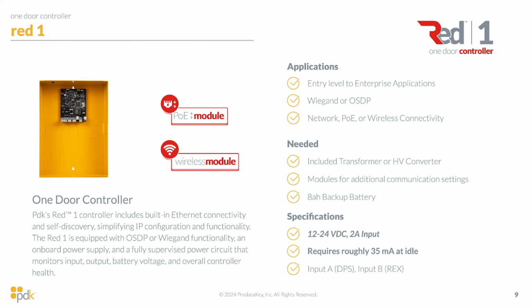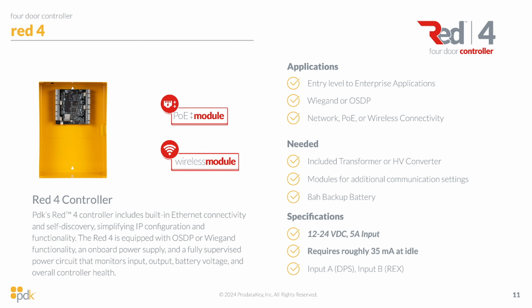But with the Red 1, it's again 12 to 24 volts DC input and 2 amps. We include that wall plug transformer that provides the 14 volts and the 2 amps. The same goes for the Red 2. It is also using that 14 volt 2 amp input. So generally what you can expect from a PDK controller is about an amp of power per port.